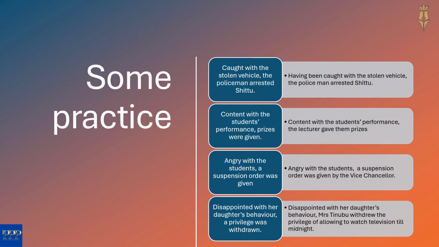So let's do some practice here. Caught with the stolen vehicle, the policeman arrested Shitu. So we can say that having been caught with the stolen vehicle, the policeman arrested Shitu. Because the question at first is who was caught with the stolen vehicle, but we have resolved that with the answer here. Content with the student's performance, prizes were given. Now by whom? Who was it that was contented with the student's performance? It should be: contented with the students' performance, the lecturer gave them prizes.